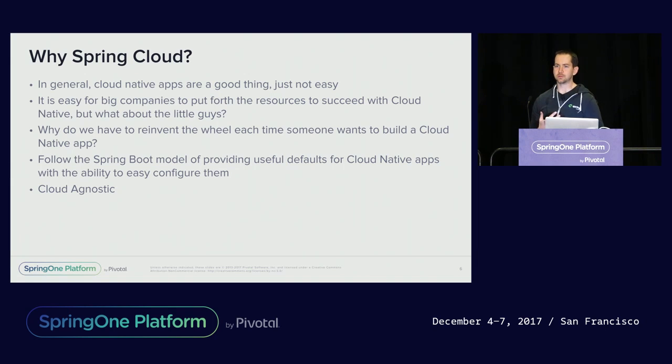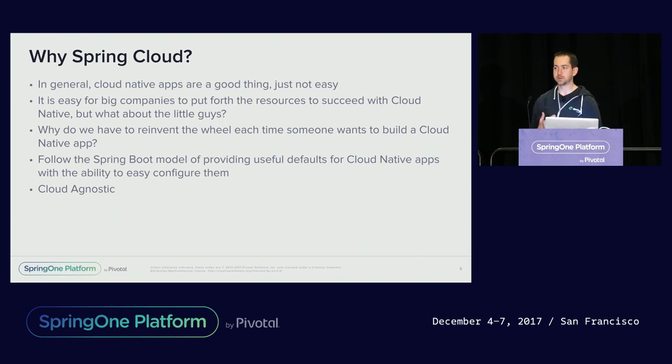You need to produce at the same speed and cadence that these larger corporations do, but you don't have those resources. And they've done a lot of great work, right? They've done a lot of stuff to show us how to build these cloud-native applications. And some of them, like Netflix, have even produced open source libraries that help you do so. But why do we have to reinvent the wheel every time we want to go and use these things?